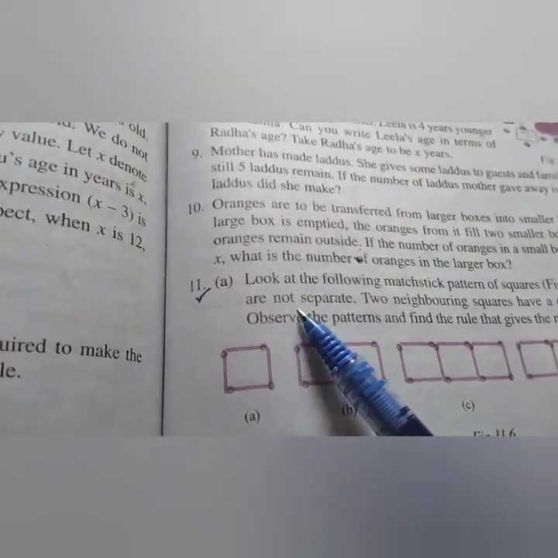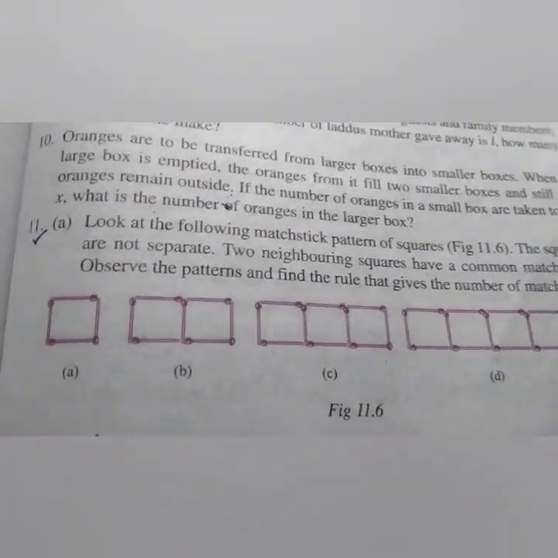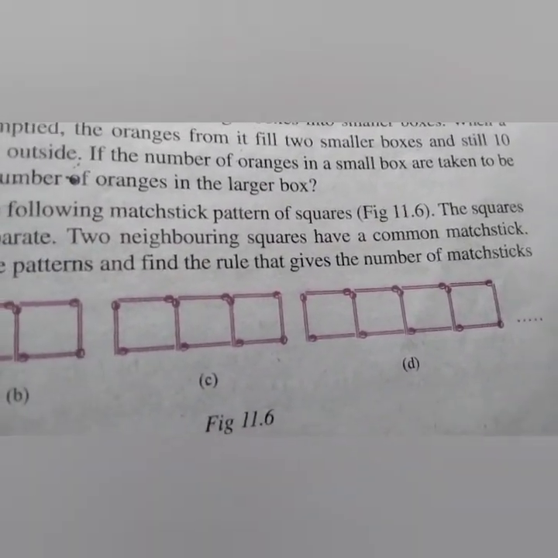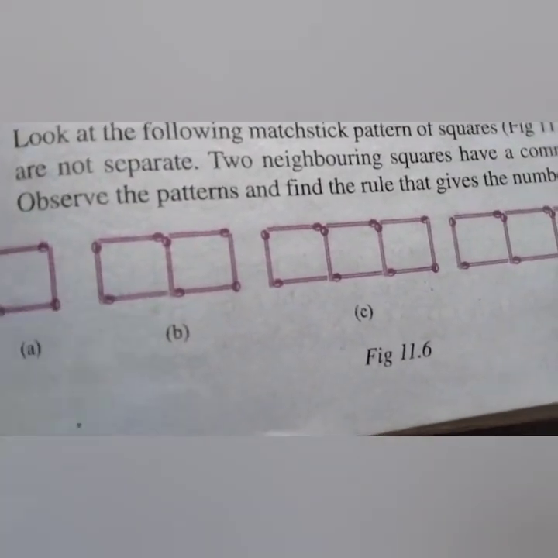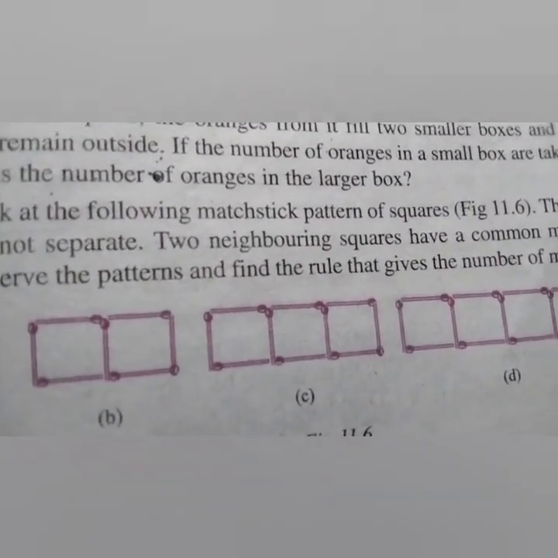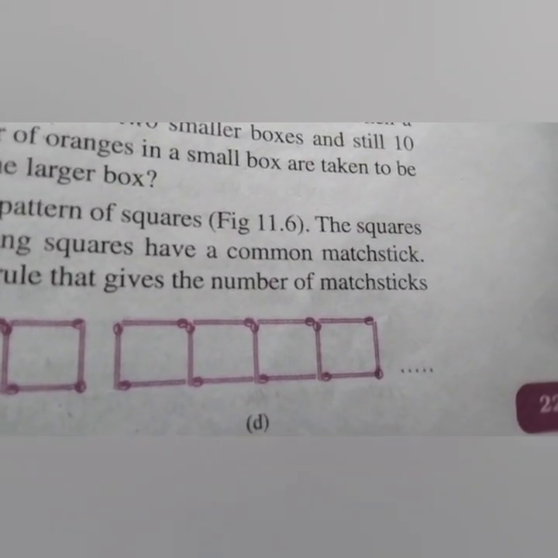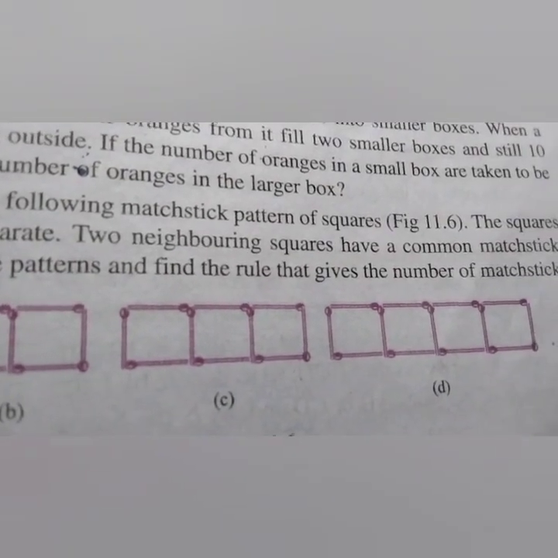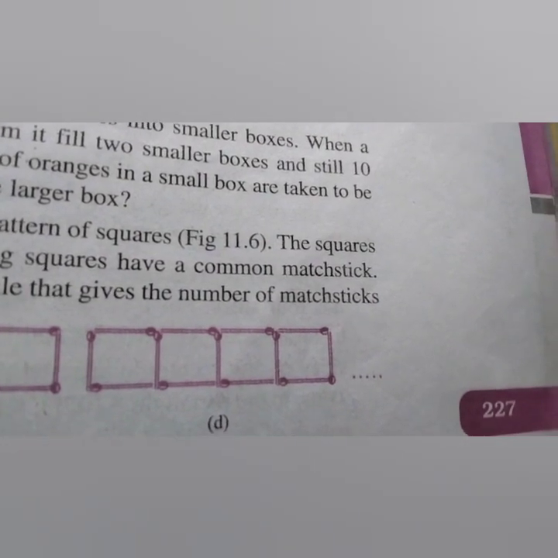Next question. Look at the following matchstick pattern of figure 11.6. The squares are not separate. Here the squares are not separate, they are combined together. Two neighboring squares have a common matchstick. Observe the pattern and find the rule that gives the number of matchsticks.